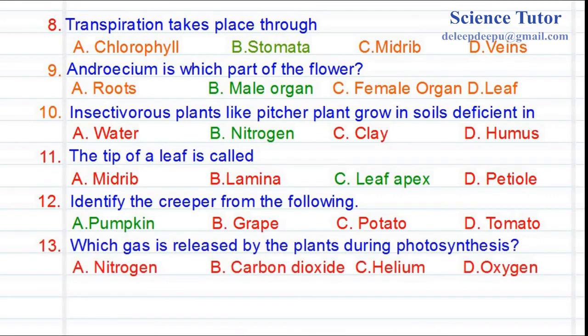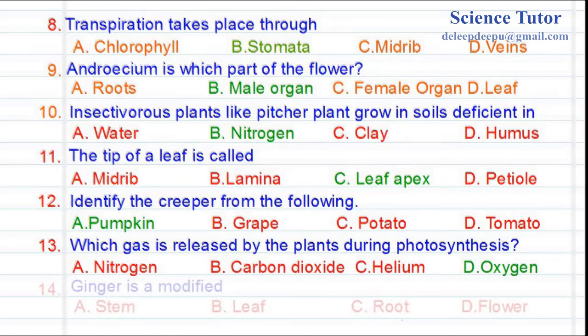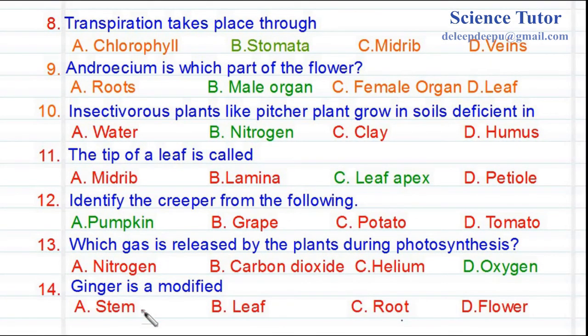Here comes our next question. Which gas is released by plants during photosynthesis? Nitrogen, carbon dioxide, helium, or oxygen? You know that plants take carbon dioxide from the atmosphere and release oxygen. And here option D is the correct choice. 14th question. Ginger is a modified stem, leaf, root, or flower. Like potato and turmeric, ginger is also considered a modified underground stem. Here option A is the correct choice.